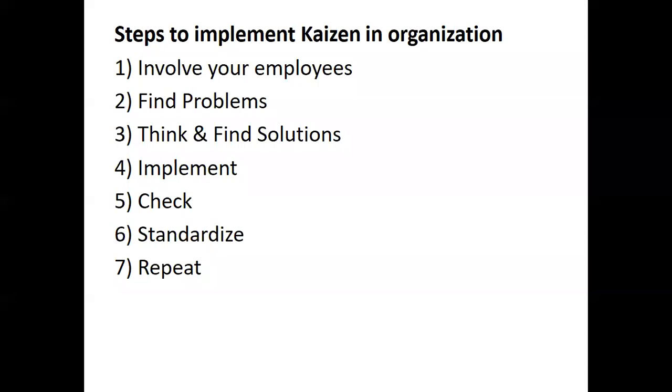Third is to think about the problem and find some solutions or alternatives. So why is this problem coming? What is the root cause analysis? And if the problem comes in the future, at that time, what will be the tentative solutions? Thinking about the problem and finding the solution to the problem is also important. So this is the third step. Next, whatever alternatives we found, we have to find which is the best alternative, and then whatever is the best alternative, we should implement.